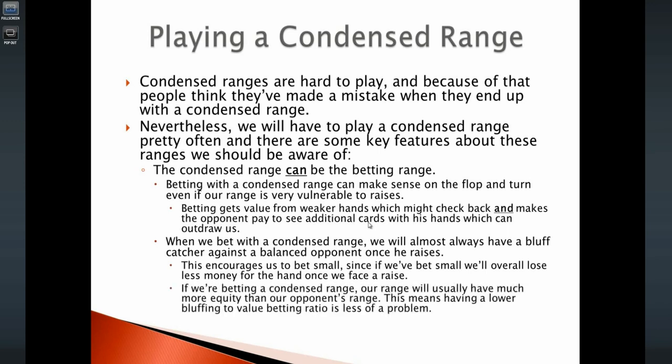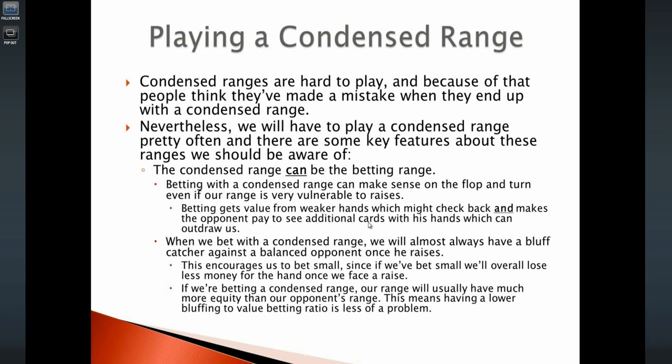If we're betting a condensed range, our range will usually have much more equity than our opponent's range. This means having a lower bluffing to value betting ratio is less of a problem. So it's important to keep in mind that when we are betting smaller, we give our opponent a better price, so we need to have value hands more often.